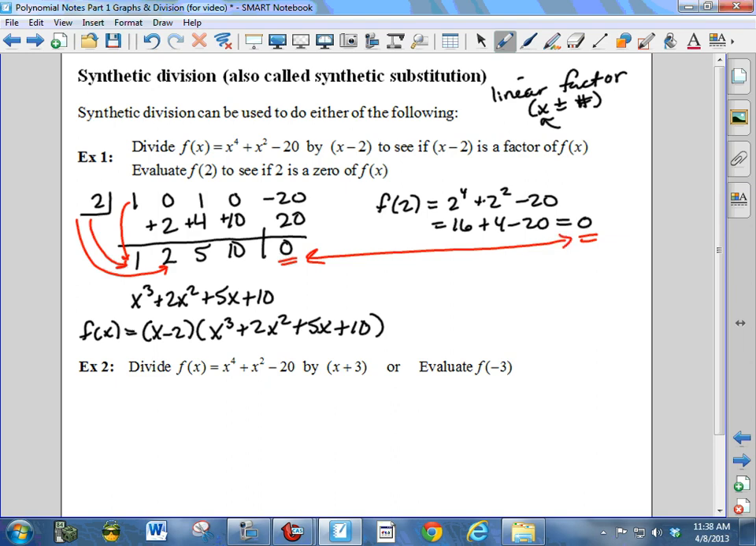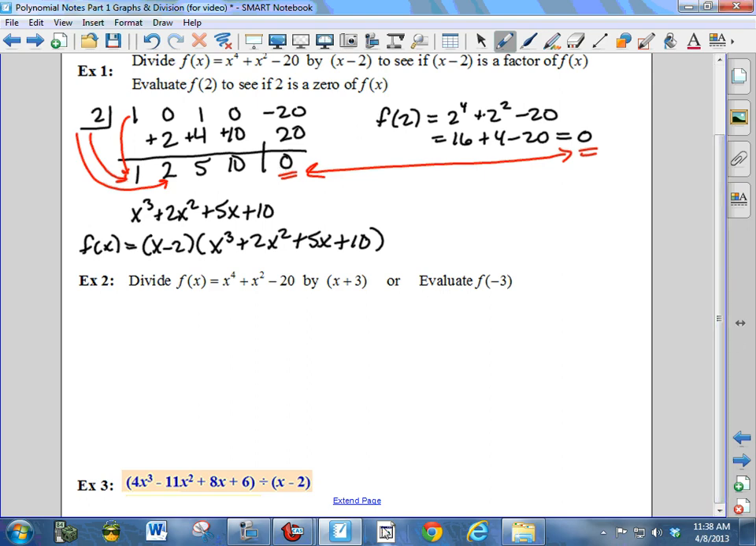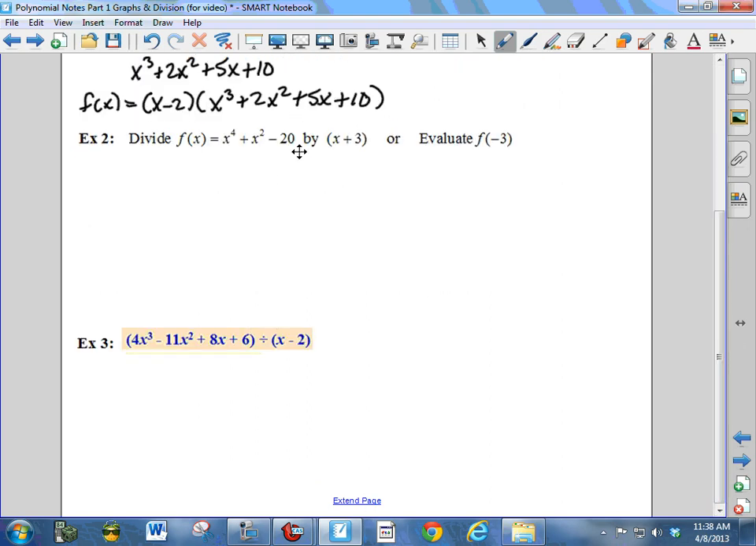So these numbers turn out to be the same thing. So I could just figure out, rather than plugging the number in, I could do synthetic division and figure out what f of 2 is. So that's another purpose of synthetic division. Okay, let's see what happens with something that isn't a factor. You can see in your example that you don't turn out with a remainder of 0 here. Here we have x plus 3, or evaluate f of negative 3. So basically I'm putting negative 3 in here.